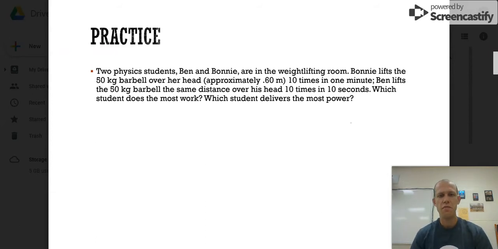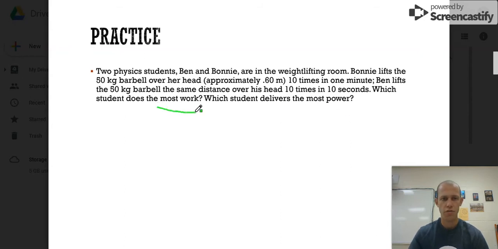Two physics students, Ben and Bonnie, are in the weightlifting room. Bonnie lifts the 50 kilogram barbell over her head, approximately 0.60 meters, 10 times in 1 minute, or 60 seconds. Ben lifts the 50 kilogram barbell the same distance over his head, 10 times in 10 seconds. Which student does the most work? Which student delivers the most power?